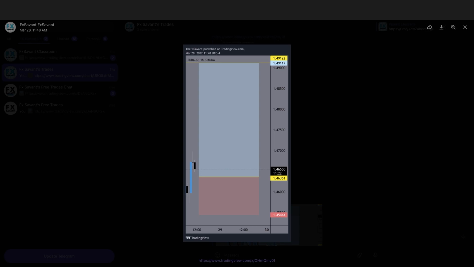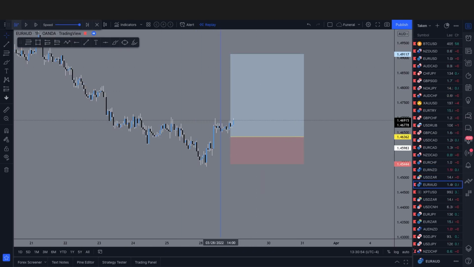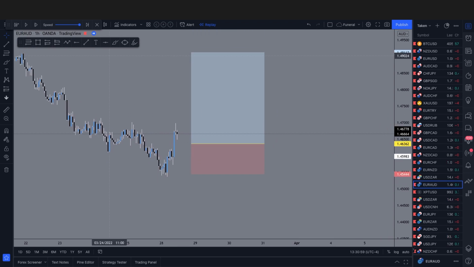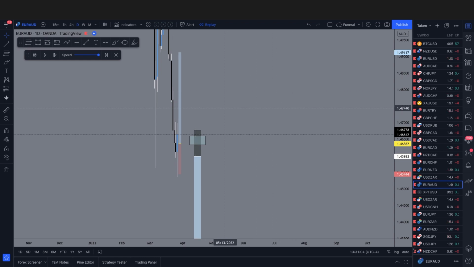Price is starting to come back. Really, we were right here. So if we take it all the way back, this is what we looked like. This was our setup before. Now let's zoom out to the daily time frame because I do want to reiterate that. If we go to the daily time frame, what can we identify?